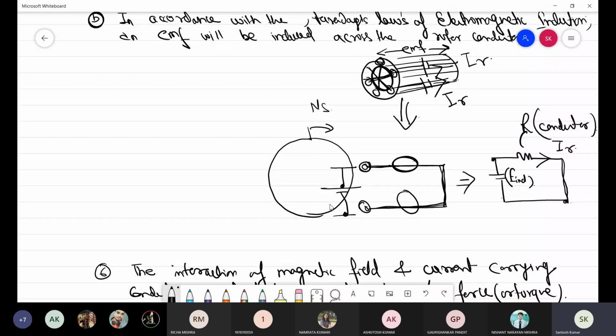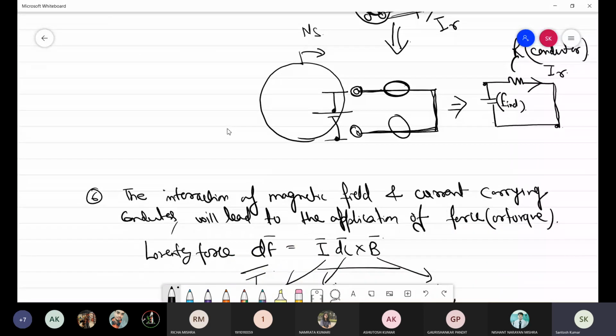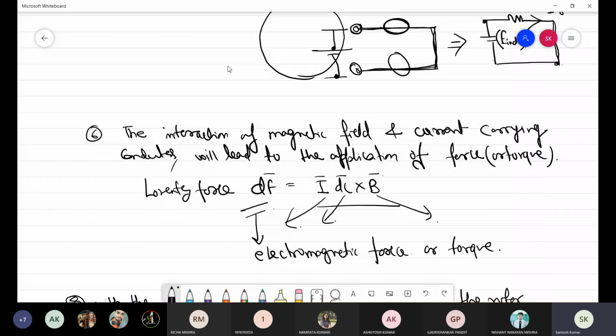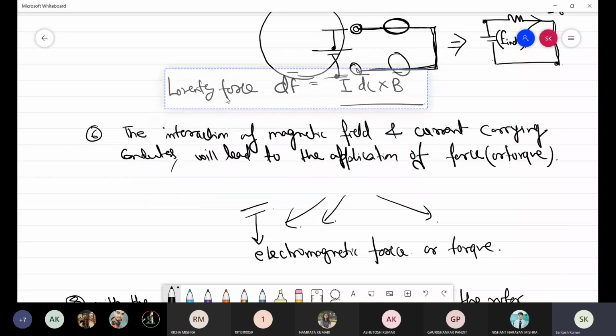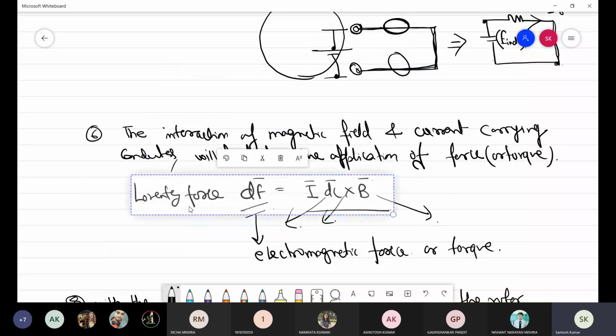Now with the interaction of this current flowing in the rotor conductors with the rotating magnetic field, there will be an application of force or torque, which is given by the formula dF = I dl cross B. So electromagnetic force or electromagnetic torque, whichever is applicable, will be produced, and under the influence of this torque or force, the rotor will start rotating.